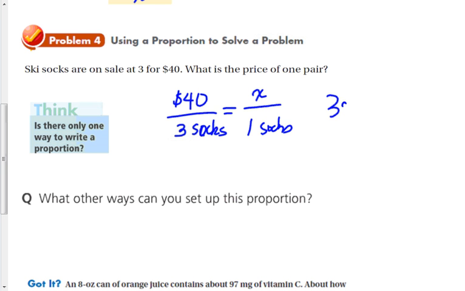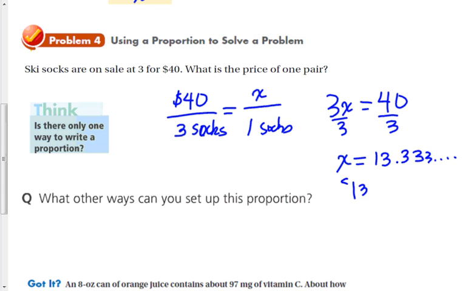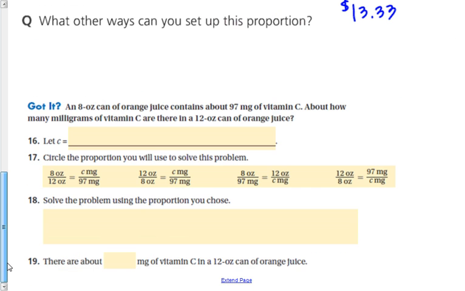Then we do cross products, we get 3x equals 40. Divide both sides by 3, we get x equals the price of 1 pair of socks, which in this case we want to round to the nearest cent, because we get 13.3333, and so we're going to say $13.33 there. All right, I'll let you try that.